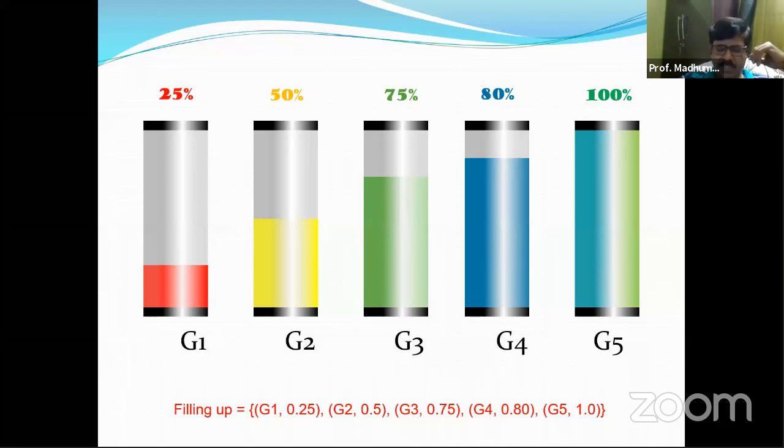That means the percentage is converted to a unit interval, 0 to 1. So 25% in the unit interval 0, 1 is 0.25, and 50% is 0.5. So the filled-up amount of the glass by some liquid can be represented by some degree or some numbers.